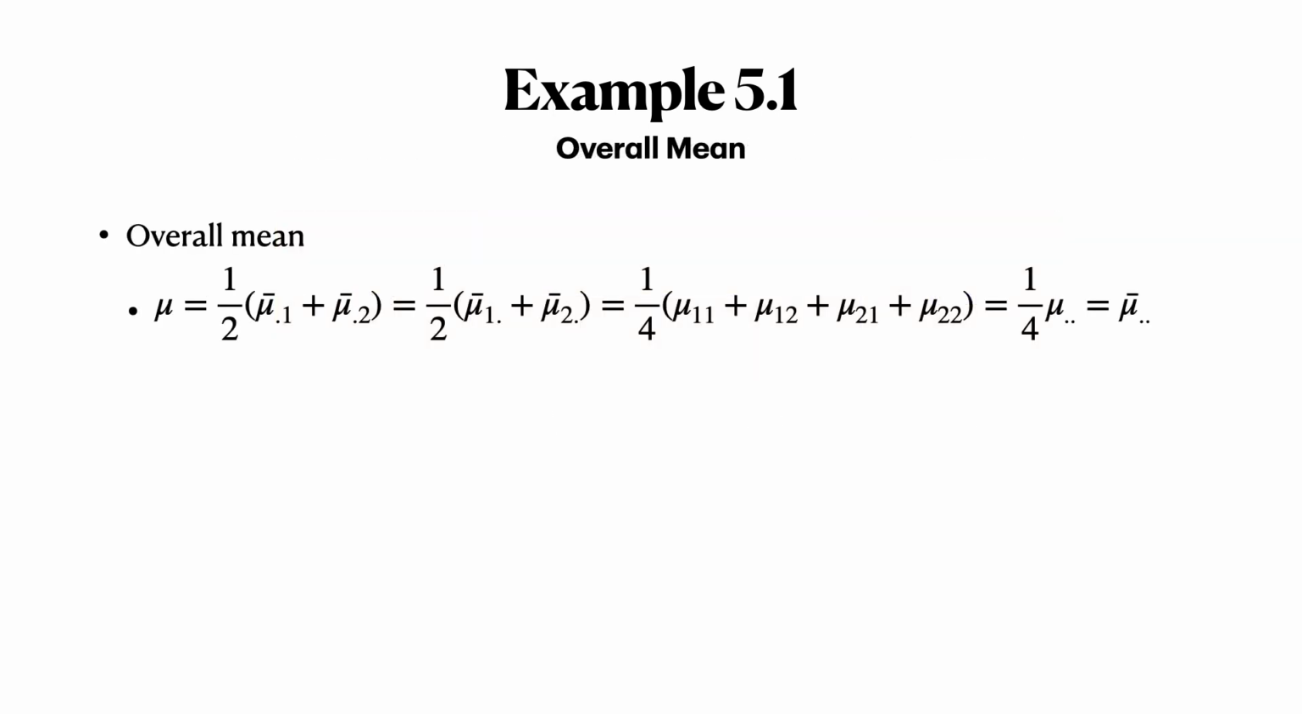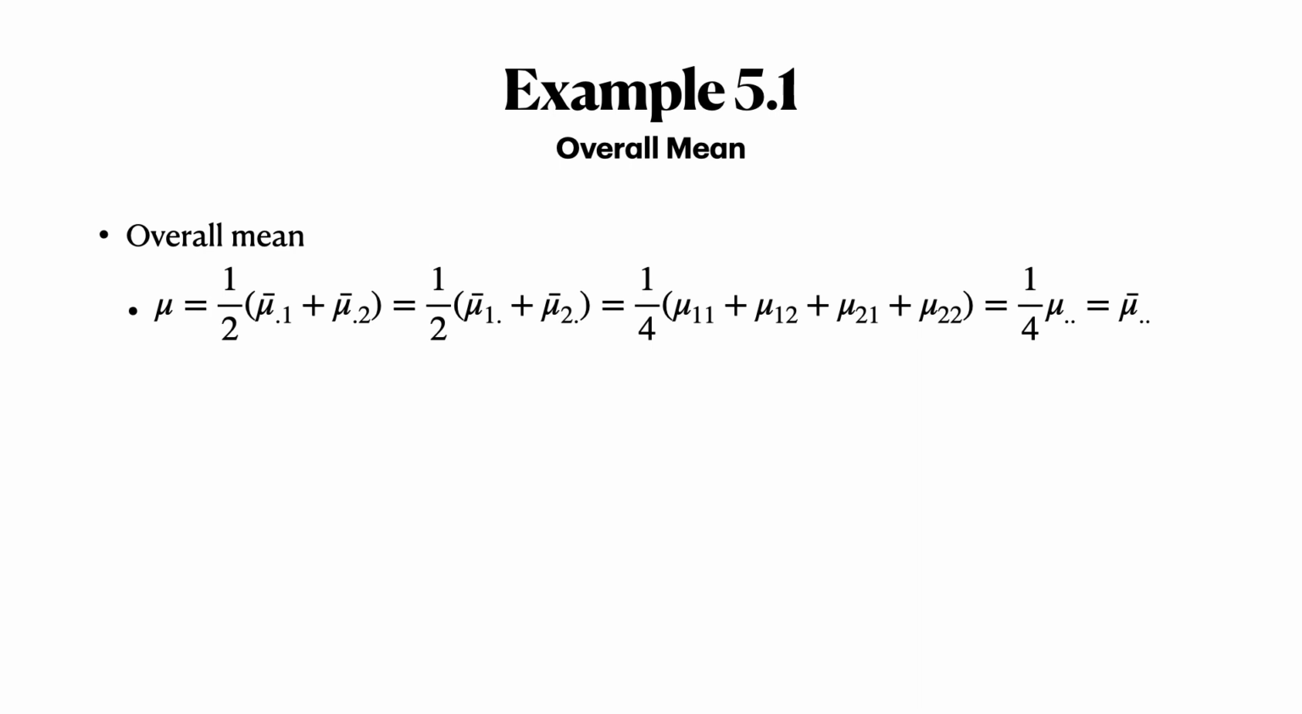And then finally, we're going to calculate the overall mean, mu, and we can calculate this in really three different ways. We can calculate the mean of the column means, which is that first expression. We can calculate the arithmetic mean of the row means, which is the second expression. And we can also calculate the arithmetic mean of the four treatment means in the body of the table. That is the third expression.